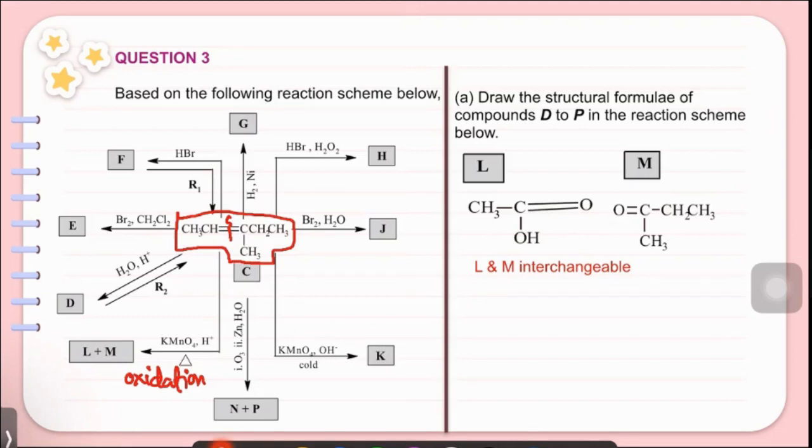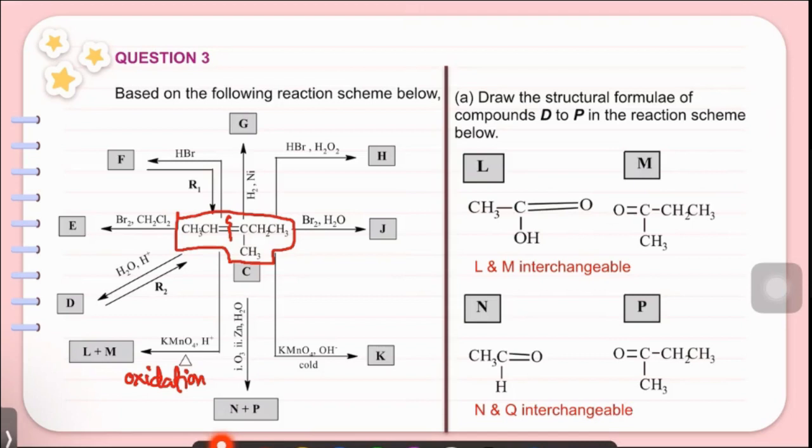Okay, and then N plus P. C undergoes reaction with ozone akan produce N plus P. Masih lagi memegang konsep yang sama dengan oxidation, di mana double bond akan break. So dia akan form benda yang samalah seperti L dan juga M. Okay, so N dan juga P interchangeable.